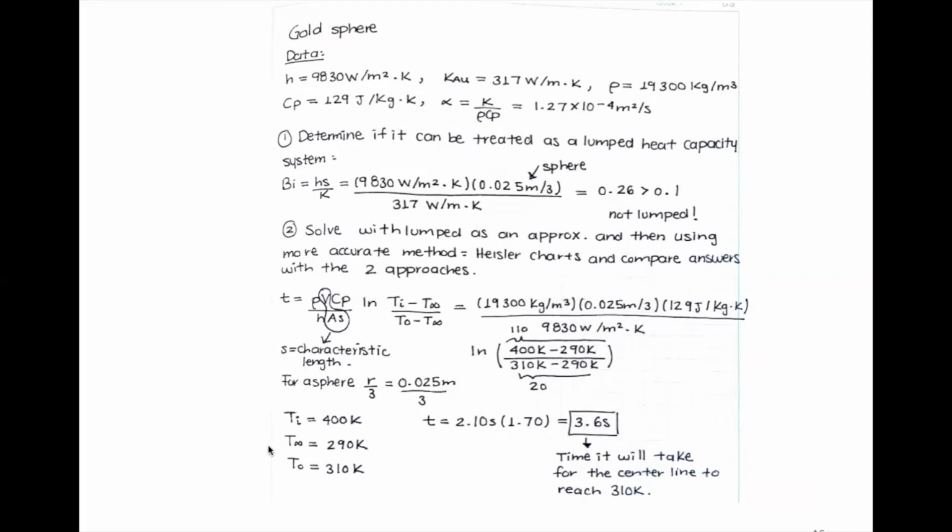Again, as always, I put my temperatures here so I don't mess up, right? So T initial 400, T surroundings 290, and T center 310. So I plug them here in the natural log, right? And I get 3.6 seconds as the time that it will take for the center temperature to reach 310 Kelvin. Now solve it with Heisler charts, please. And let me know how much you get, what your time will be for reaching that 310 Kelvin in the center line of the sphere if you now use the Heisler charts. So same problem, same data, just redo it with Heisler charts to see what is the difference in results.